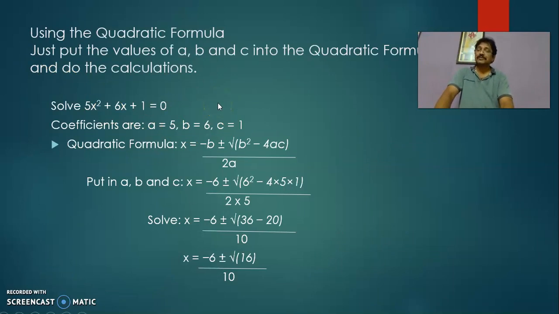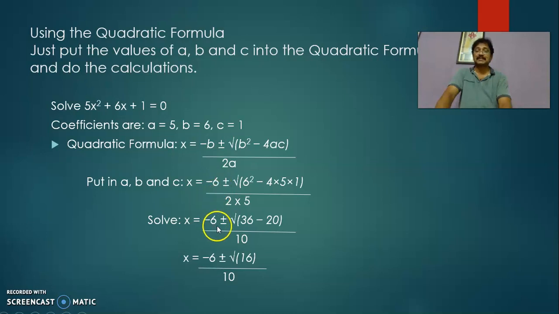First you have to write the coefficients, then write the quadratic formula, that is minus b plus or minus under root b square minus 4ac by 2a. Then substitute the values here. B is equal to how much? B is equal to 6. When b is equal to 6, minus 6 plus or minus under root 6 square minus 4. A is how much here? 5 and c is 1. So by 2a, 2 of 5.